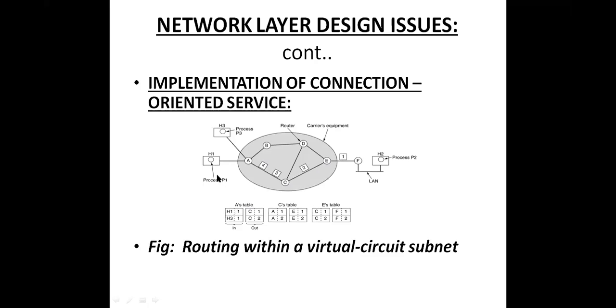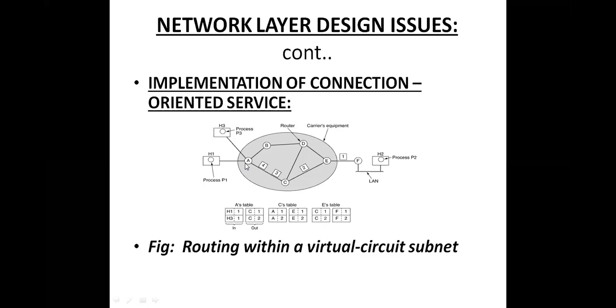Whenever A takes the incoming packet, it forwards it to C via virtual circuit number 1. When C receives the information from A, the first portion is in and the second portion is out. Check here, A's table. A is receiving information from H1, so H1 and then 1. Only observe the first row. The second row is different.